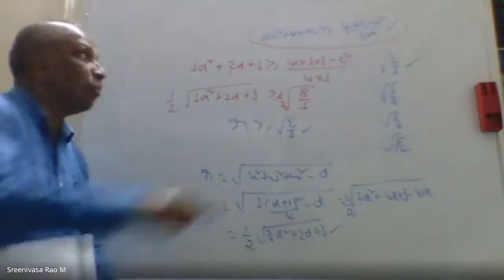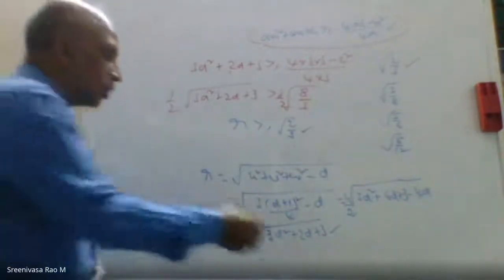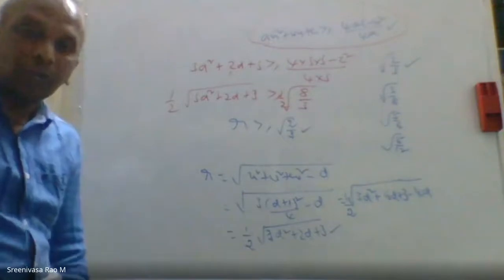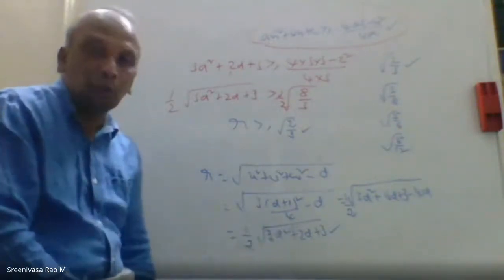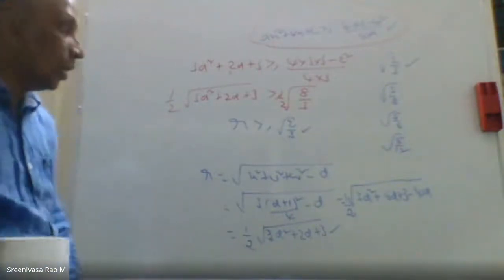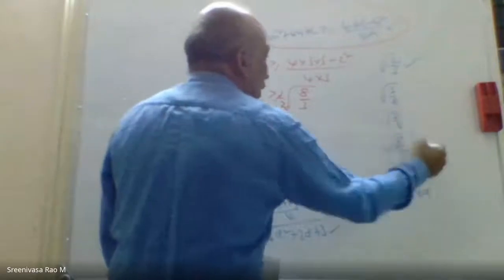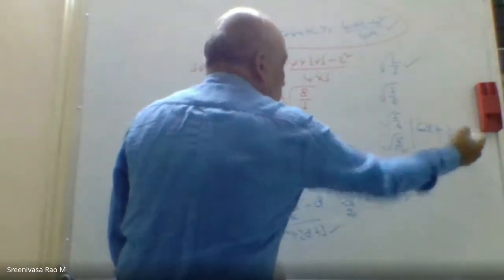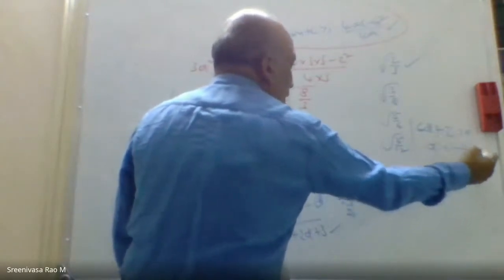Suppose you have not remembered this formula, then you take r square, this is f of d, and you find f dash of d. F dash of d is 6d plus 2 equal to 0. That is another way I'm telling you. If we take the derivative of this, it will come 6d plus 2 equal to 0. D equal to minus 1 by 3, right?